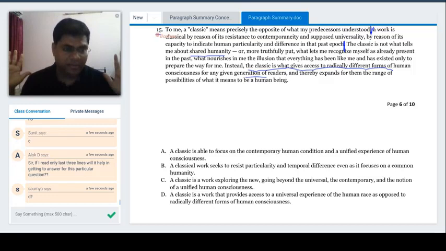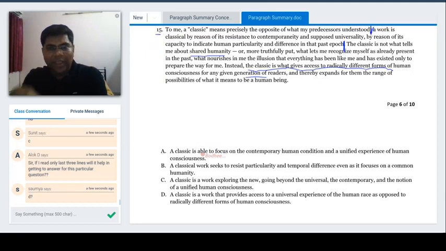A says a classic is able to focus on the contemporary human condition and a unified experience. If it is focusing on unified experience, then how can you say that it is a radically different form of human consciousness? So A is definitely not correct, right? Clear with this, people? Because A says that it is unified experience, but the author says he wants a radical experience. So what does radical mean? Different. And different is not unified. I hope you understand this. Why does A go out? Radically different means not unified, not common, uncommon. Are you understanding or not? Yes or no?